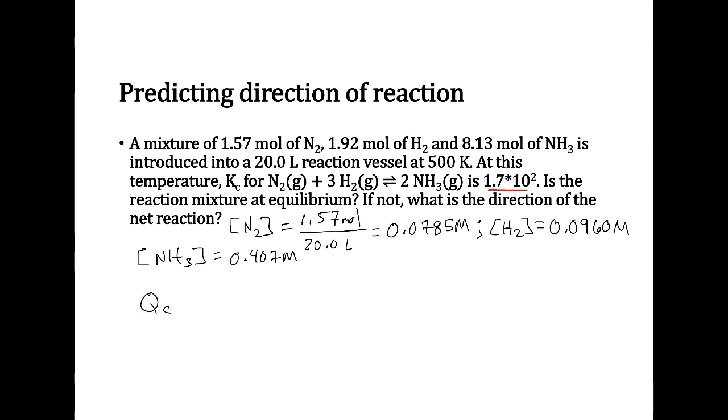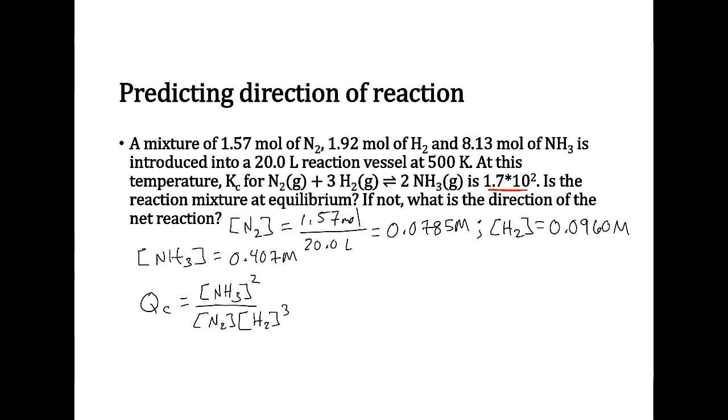Now we're going to write out our expression for QC. We don't know if this is at equilibrium or not, so we're finding the reaction quotient, not the equilibrium constant. So we have NH3 squared over N2 times H2 cubed.